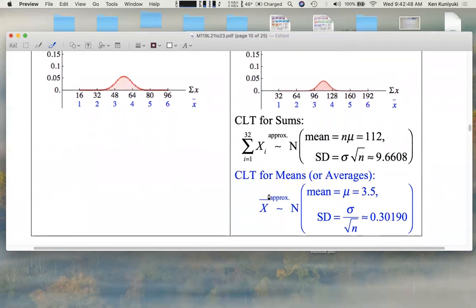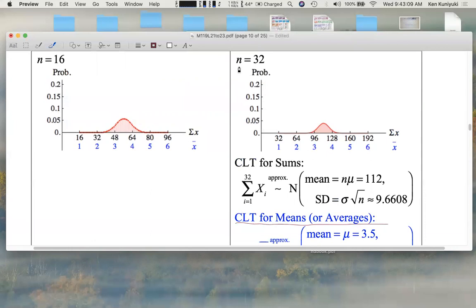It turns out that the CLT, the central limit theorem for means or averages, will say this. There is also a CLT for sums, but we're not going to focus on that as much. We're going to focus more on the central limit theorem for means or averages. I'm going to formally introduce this in just a moment. I'm going to tell you the result here first.